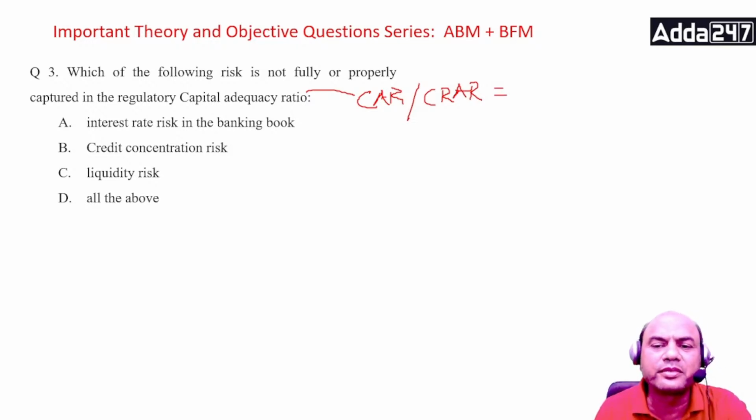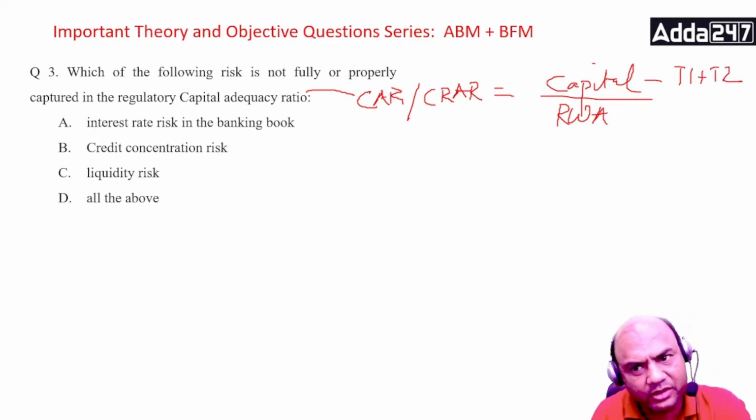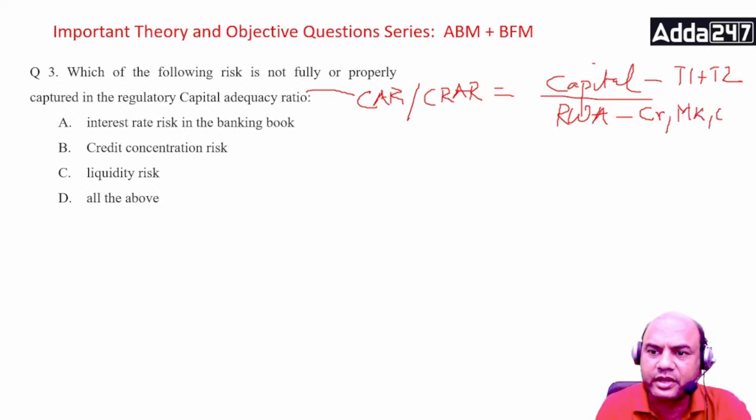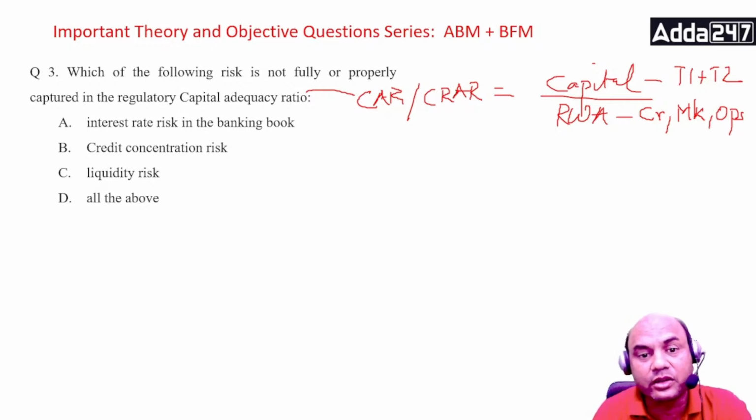So what is the formula? Capital upon RWA, right? What is the capital? Two capitals, Tier 1 plus Tier 2. These two capitals are covered over here. In RWA, we cover credit, market, and operational risk. These three risks are covered over here. Got it? Clear? So what is the question? Now look at the question. Which risks are not fully covered?